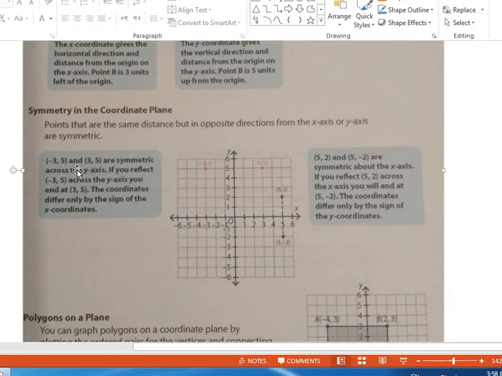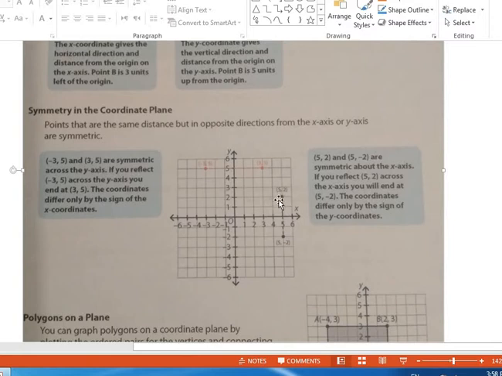(-3, 5) and (3, 5) are symmetric across the y-axis. If you reflect (-3, 5) across the y-axis, you end at (3, 5). The coordinates differ only by the sign of the x-coordinates. If you reflect this, it will be the same as this. The only difference here is the sign, positive and negative.